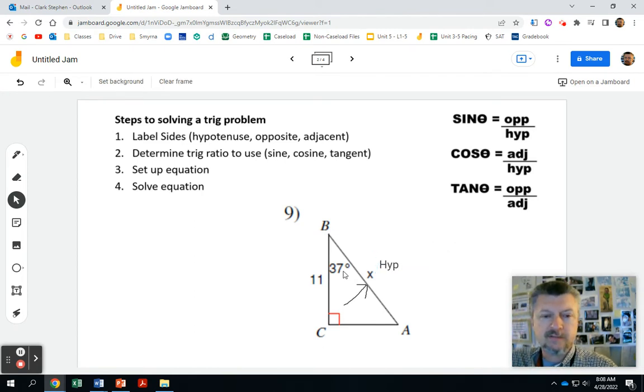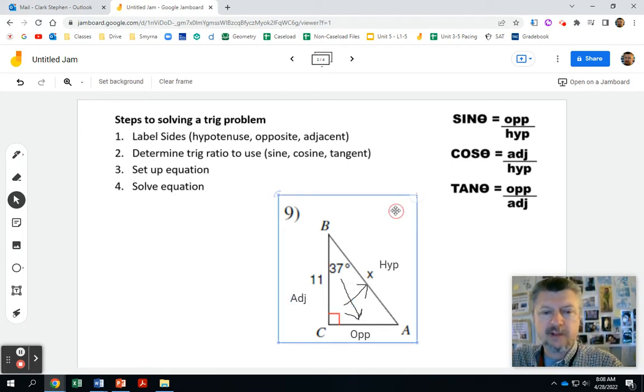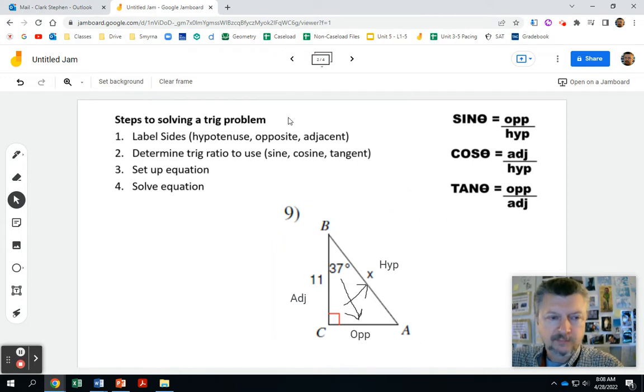Now we're using this 37. The opposite side is always directly across from the angle we're using. So that's the opposite side. And then the other side has to be the adjacent side. Make sure you're labeling all your sides. Okay, so now we have them labeled, so we can go to step 2.